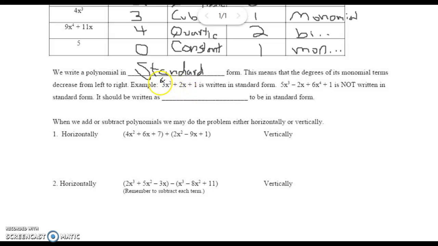2 is the highest degree monomial we have. Then we have 2x, next highest degree 1. And then we have 1, next highest degree 0. It's right in order. This one over here is not in standard form. If you notice, the highest degree falls in the middle, 6x to the 4th. That should be out front to be in standard form. Standard form kind of helps us keep organized when we're looking at these polynomials. So we kind of know which ones have the same degree, which things have like terms, which is really how we're going to be adding and subtracting these together.